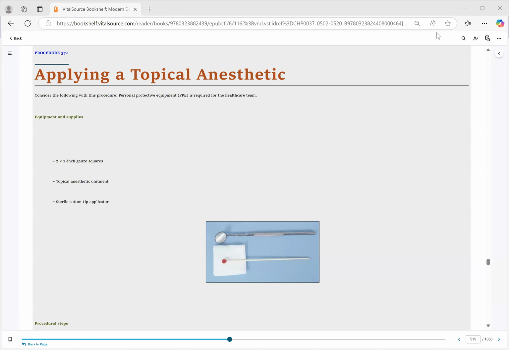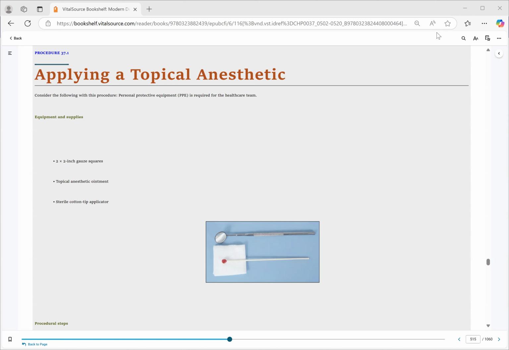This is your video lecture for the procedures at the end of chapter 37 in your Modern Dental Assisting book. We're going to look at applying a topical anesthetic. So we're going to consider the following with this procedure. You should have your PPE on and have your tray set up with your barriers.